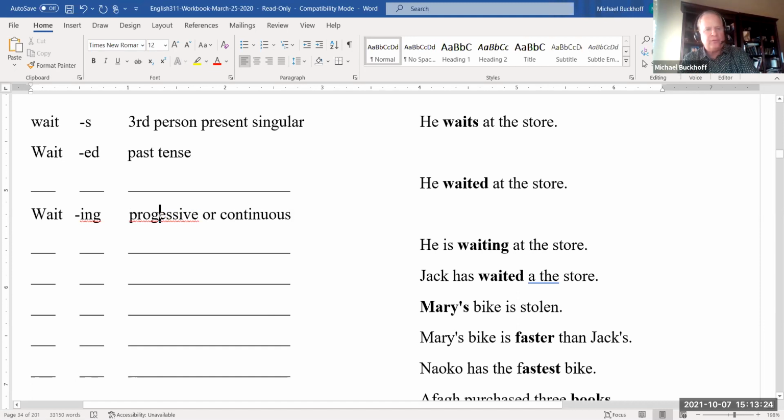I know my spelling's terrible. Tell me something I don't know. So you got progressive, continuous, right? Okay, so let's keep going.